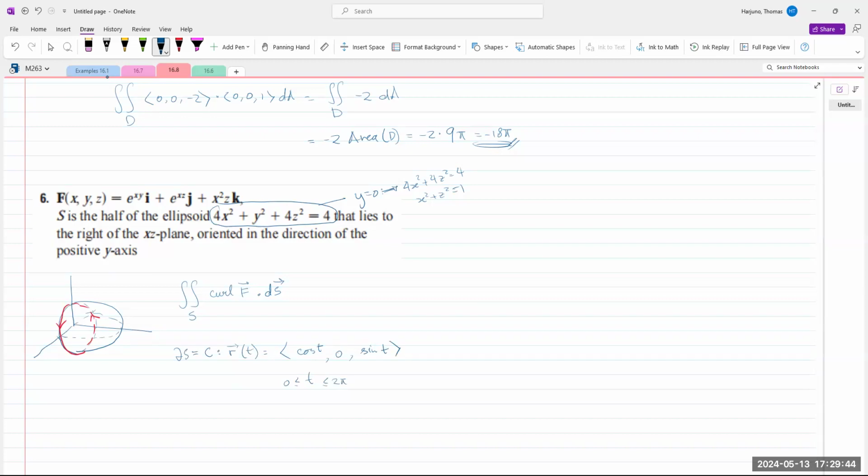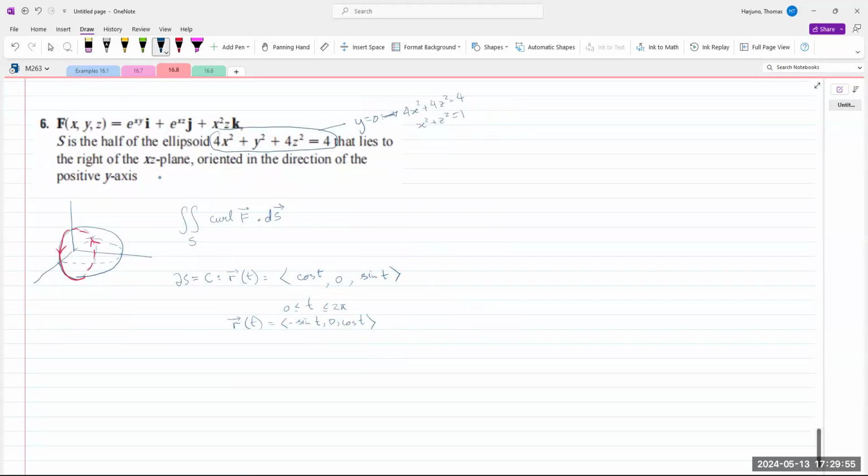Okay, so r prime of t is negative sine t, 0, cosine t, and the vector field f, using the parameterization by that t, will be e to the xy, which is e to the 0, which is 1, then e to the xz, e to the sine t cosine t, and then the z component will be x squared y, which is cosine squared t sine t.